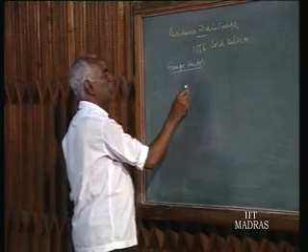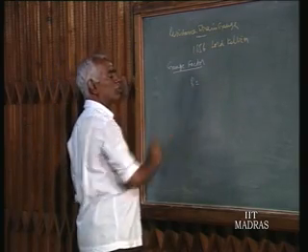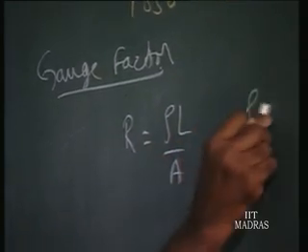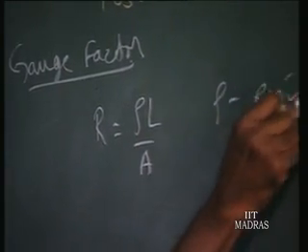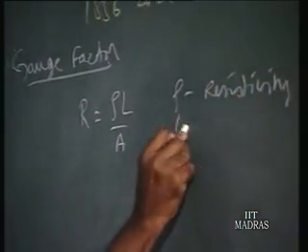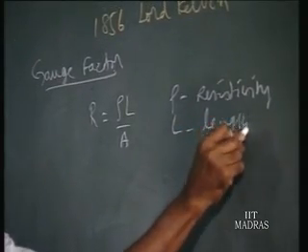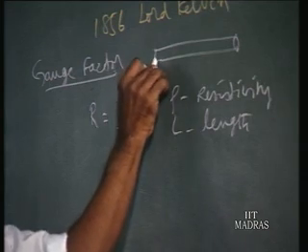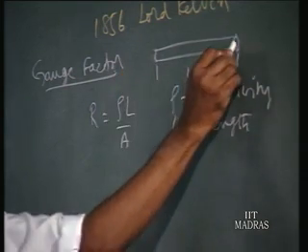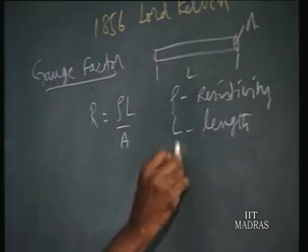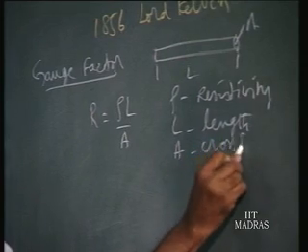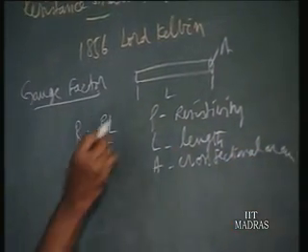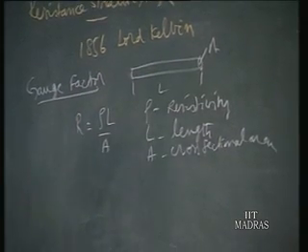See, for any metallic wire, R, the resistance of the wire, is equal to rho L by A, where rho is the resistivity and L is the length of the wire. Suppose this is the wire, this is the length of the wire, and this is the area. A is the cross sectional area. So R of this conductor is given by this equation.